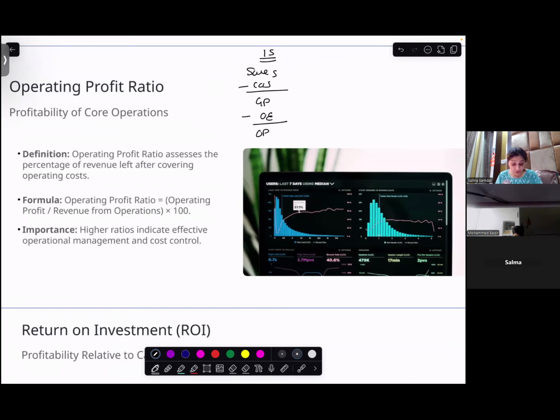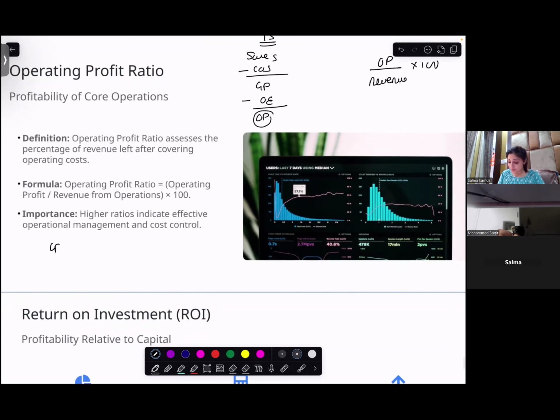So how do you get your operating profit ratio? From the income statement, operating profit divided by your revenue into 100. Please understand, any profit ratio would be divided by the revenue. If you have the gross profit ratio, what will be the formula?